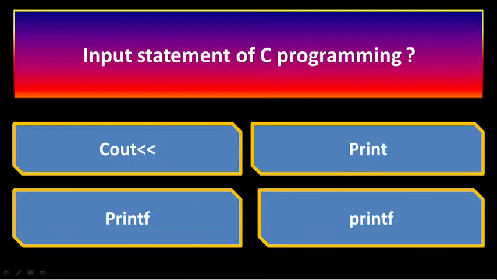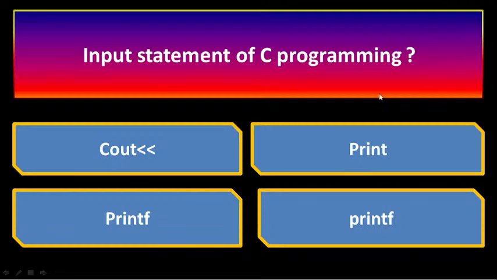The reason is cout is the output statement of C++. Print is valid in other languages but not valid in C. The third option is printf, but every keyword is in the form of lowercase letters. In the third option, P is a capital letter. That's the reason it's invalid.